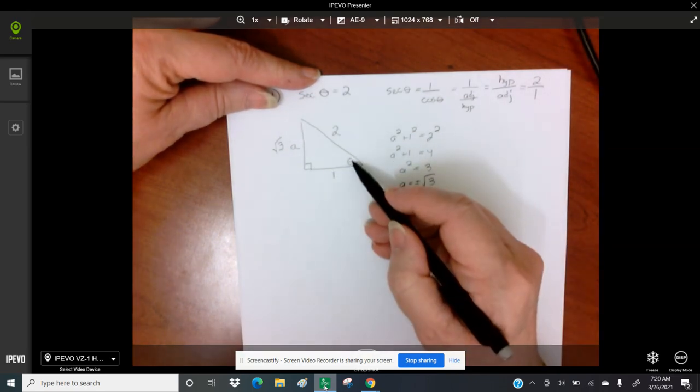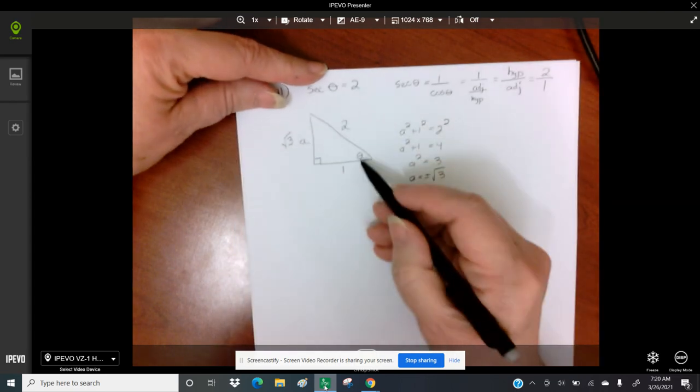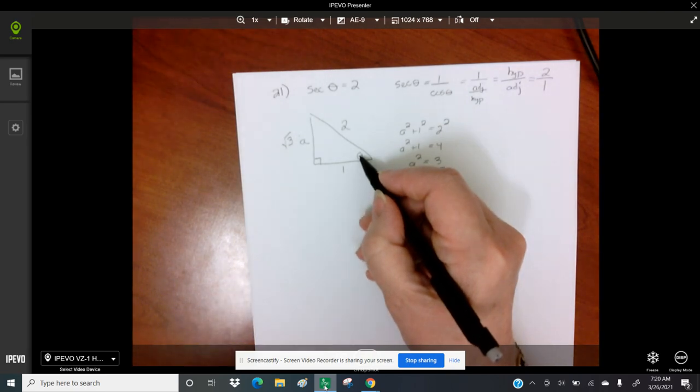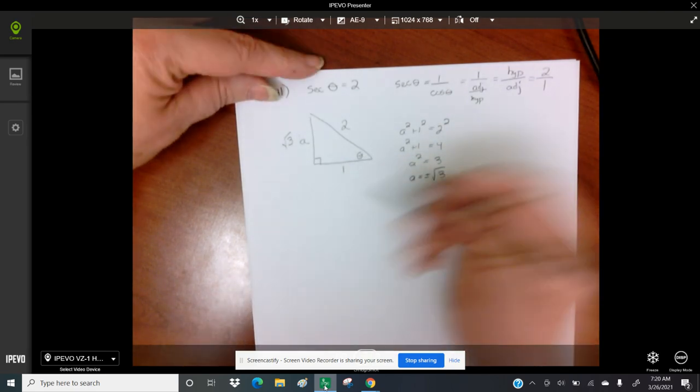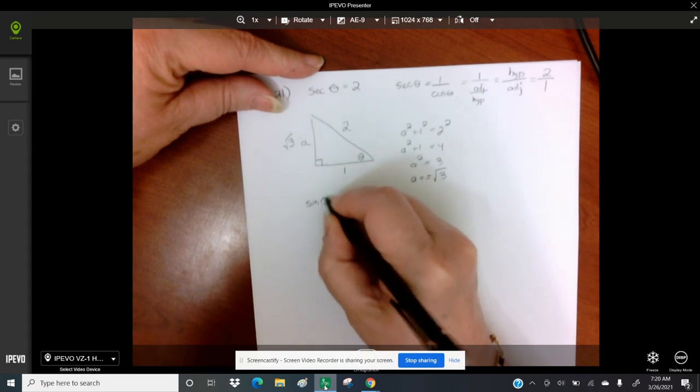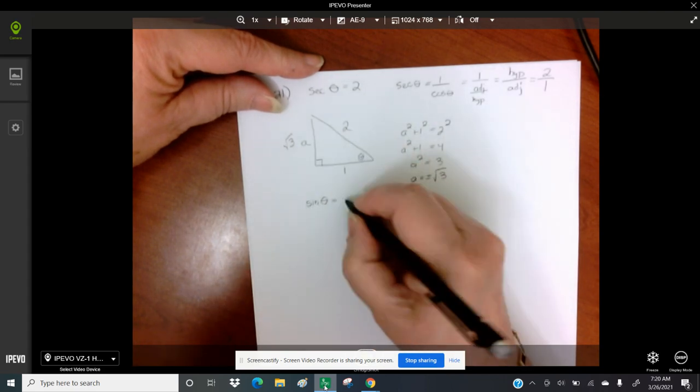Now I have to find the angle, and the only way I can find an angle is to use trig. So if I want to find this angle here, I can use sine, cosine, or tangent. It doesn't matter because I have all 3 sides. I like sine, so I'm going to say the sine of some angle equals the opposite, which is the square root of 3 over 2.